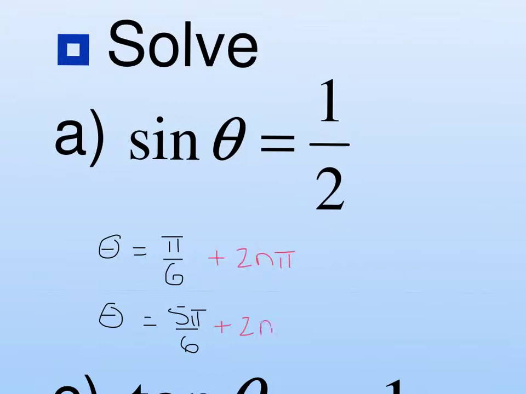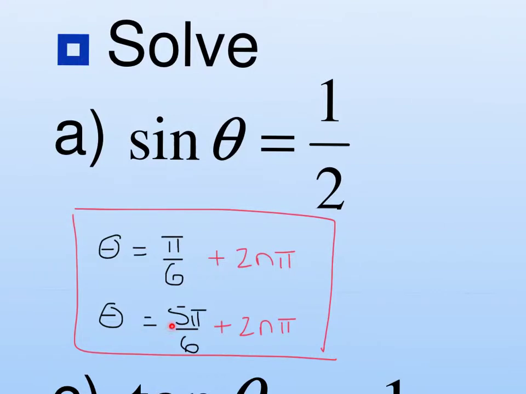So I have to write plus 2n pi. This represents all possible solutions. What I had in the beginning is just the solutions on an interval from 0 to 2 pi. But because it did not tell me to solve on an interval, I have to include all possible solutions.